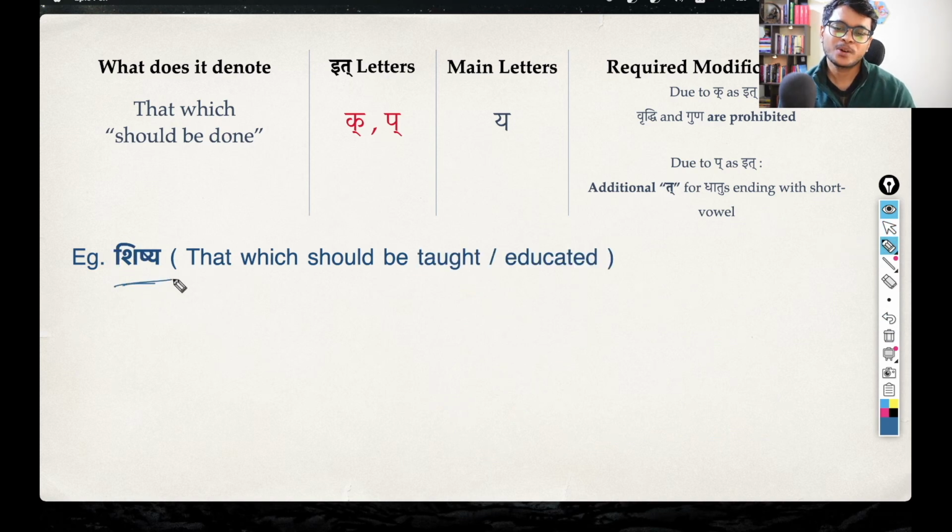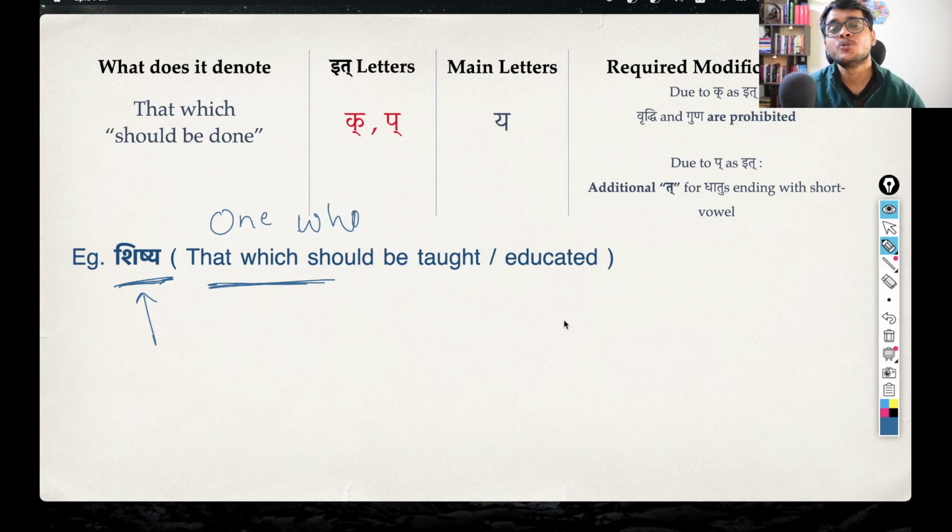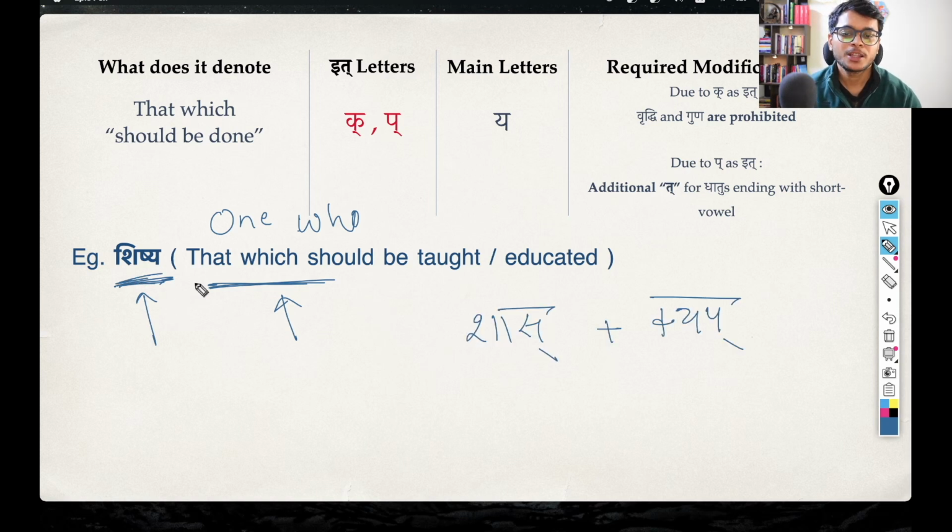Okay, and let us take one last example, shishya. Again a very common word. That means that which should be taught, that which should be educated. Actually, in this case, we can rewrite it as one who should be taught, one who should be educated. Okay, I am just writing it in the general sense. So, one who is to be taught, one who should be educated is shishya. That is the meaning. And this pratipadika is coming from the shas dhatu. Shas dhatu means to educate, to teach in that sense.